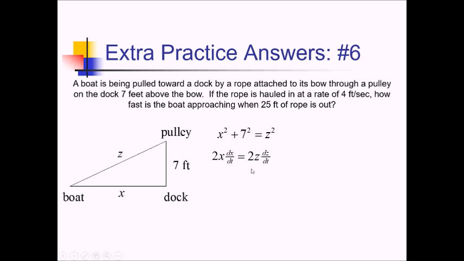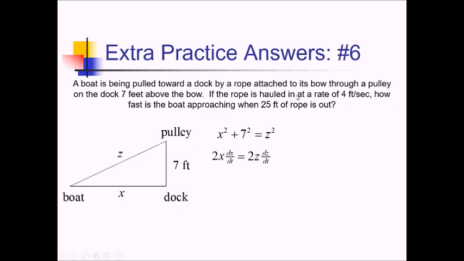And at this point, I have to figure out what I'm solving for and what I've got. So I want to know how fast the boat's approaching. That's this x down here. The dx over dt then is what we're solving for. So that means I better have something for x, z, and dz over dt. Well, what do I have already?